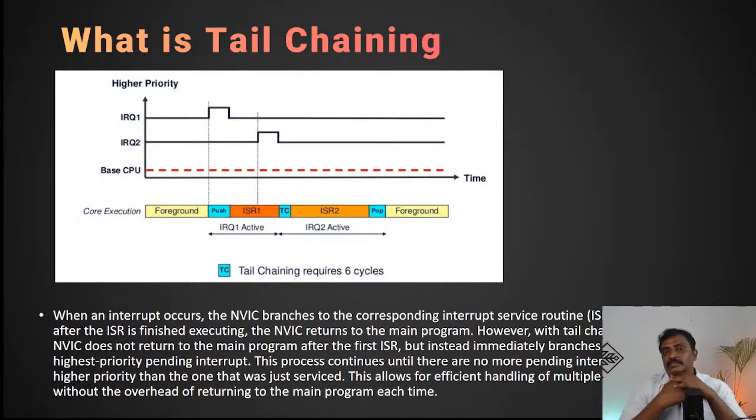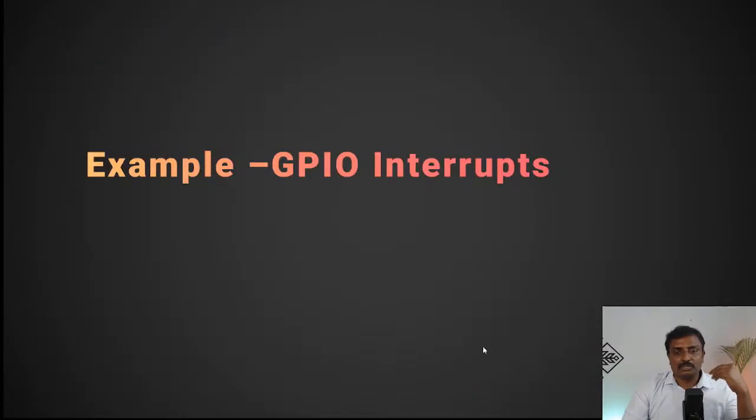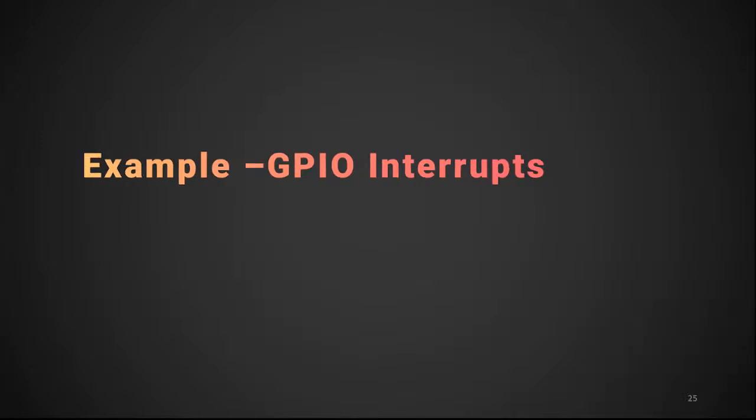These are all interview questions: what is tail chaining, what is preemption, what is an interrupt, what is NVIC. So you can get thorough on this topic. Now let's go for the GPIO interrupts. Let me open up the STM32.